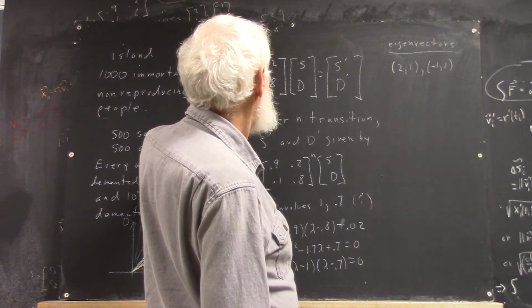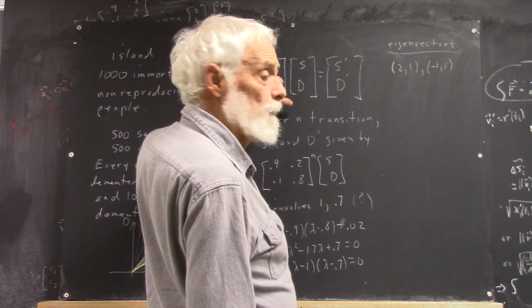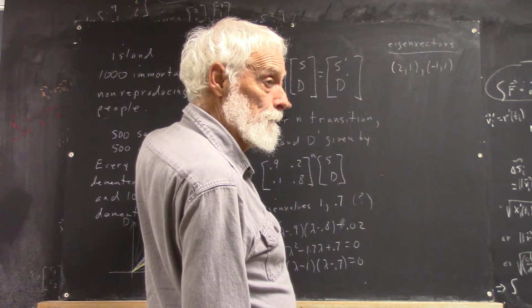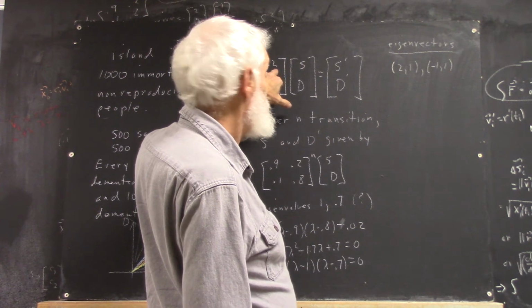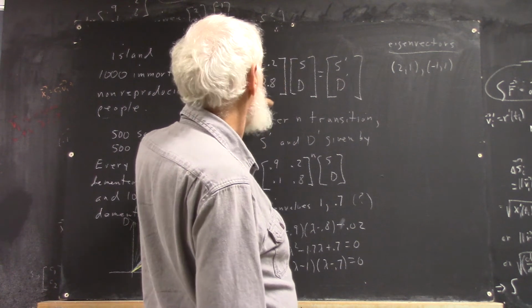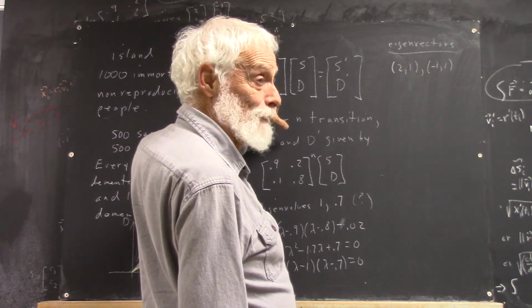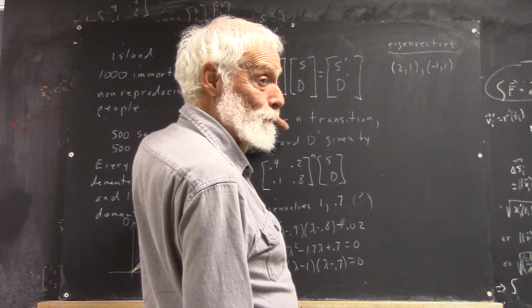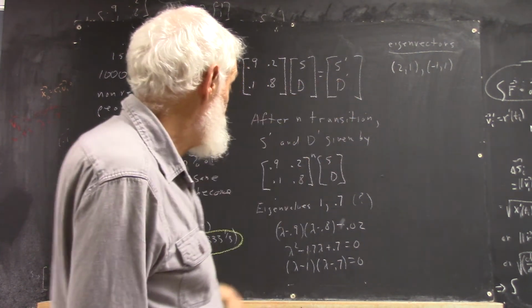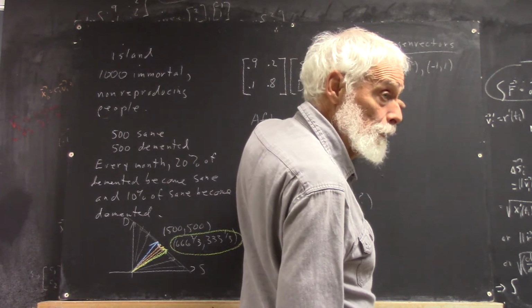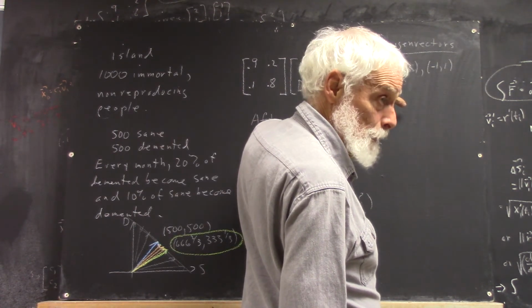And then negative 1 is going to give me negative 0.7, right? And 0.7, right? Okay? So it's very easy. So this one has eigenvalue 0.7, this has eigenvalue 1.